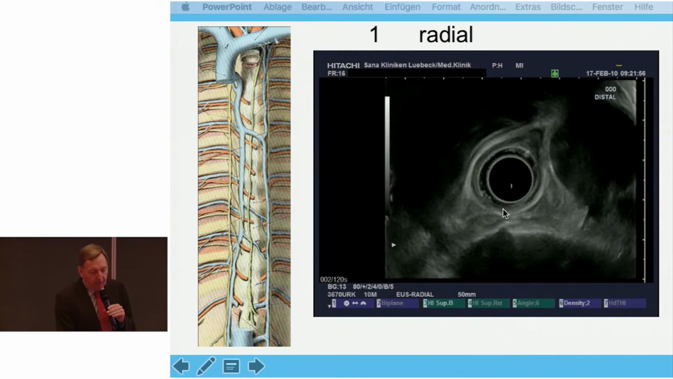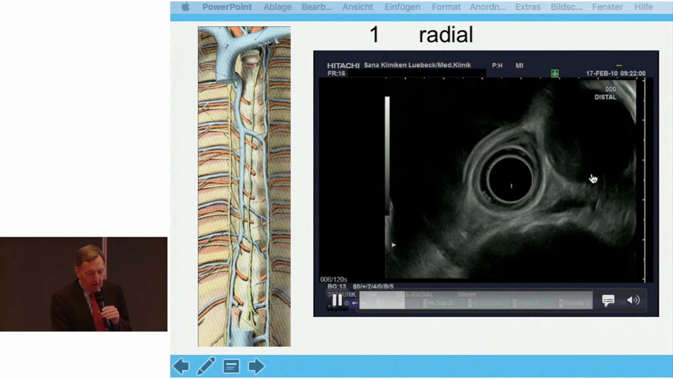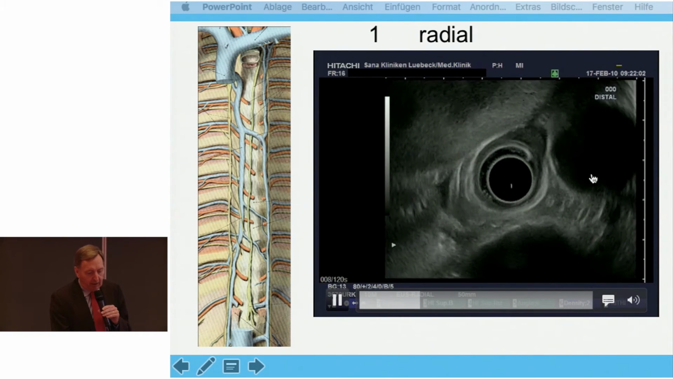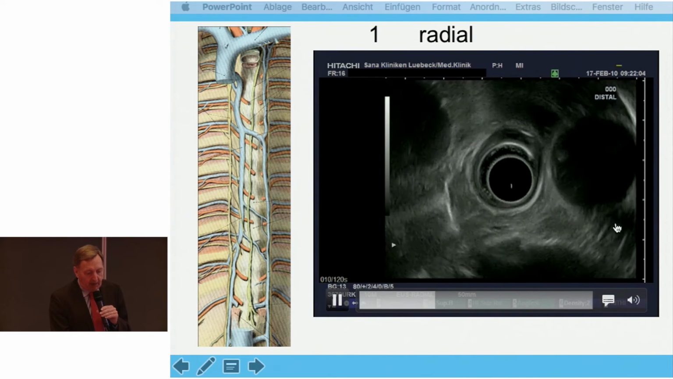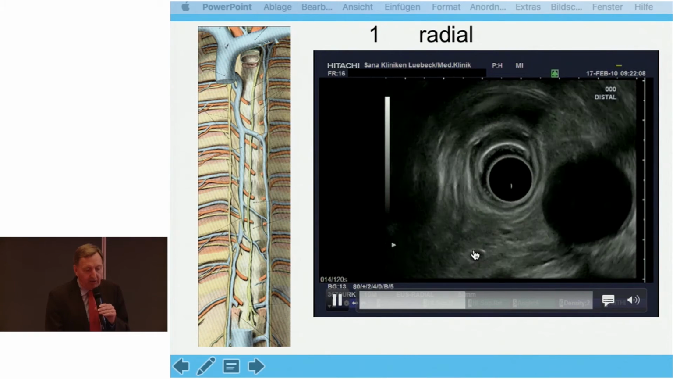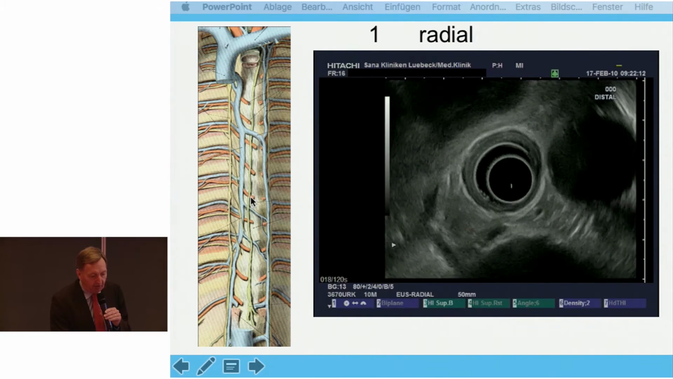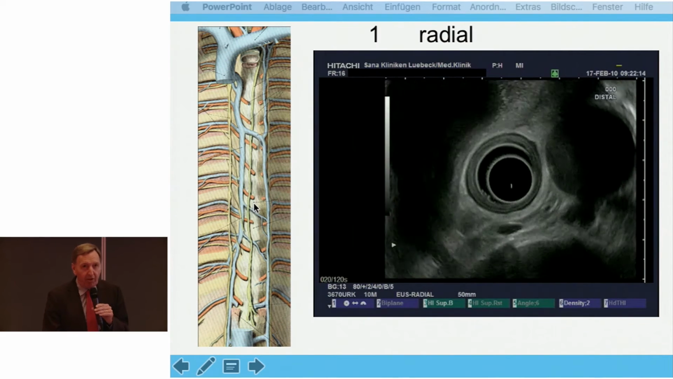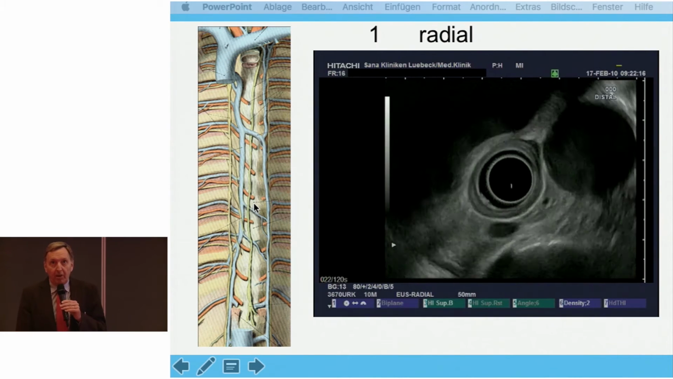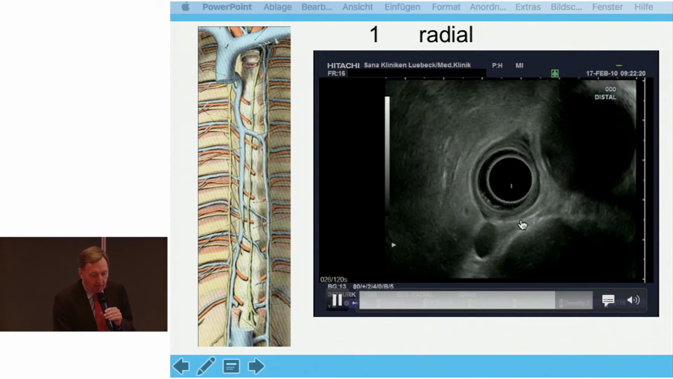So if the transducer is directed dorsally, you can follow the aorta, and you see the hemiazygos behind the aorta, and on the other side you see the azygos vein. And sometimes you see the stairs or the steps in between, the connections between the hemiazygos and the azygos, crossing behind the esophagus.